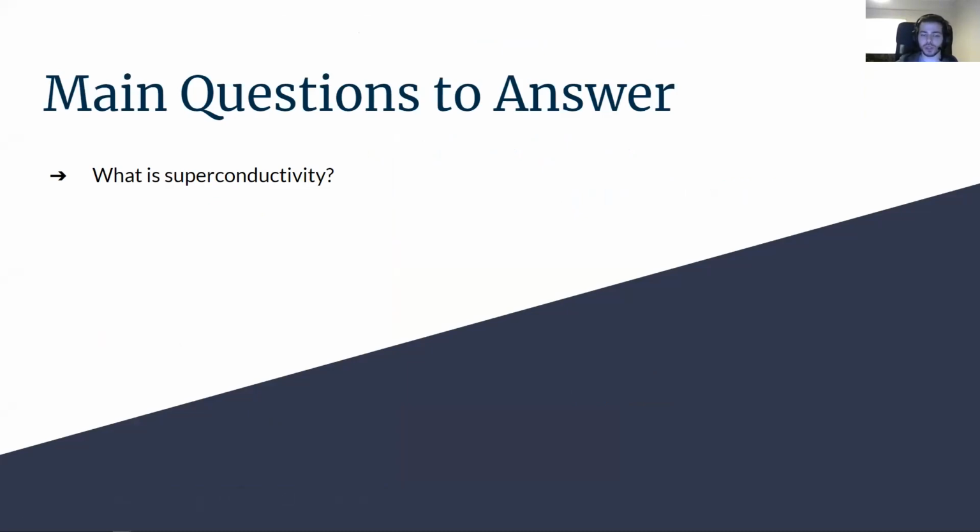And after talking about the properties of superconductors and superconductivity, the theory of superconductivity, we will talk about why pure superconducting materials are rather useless. We don't have many practical uses for superconductors. And the reason is, well, we will talk about.